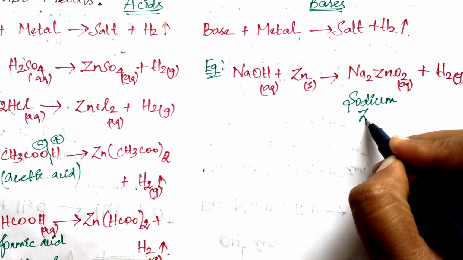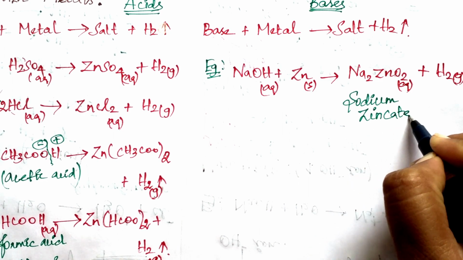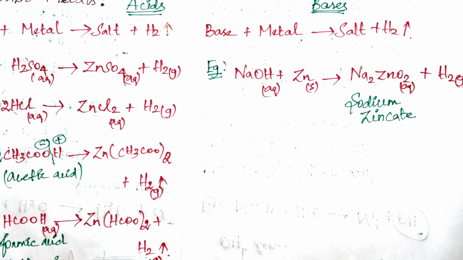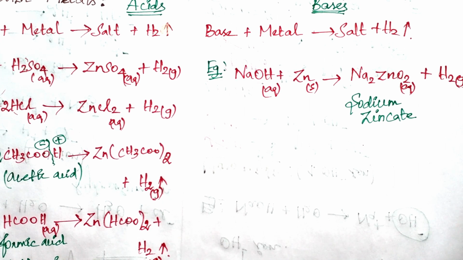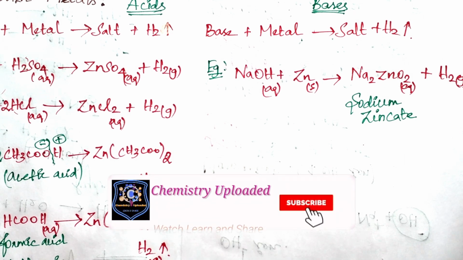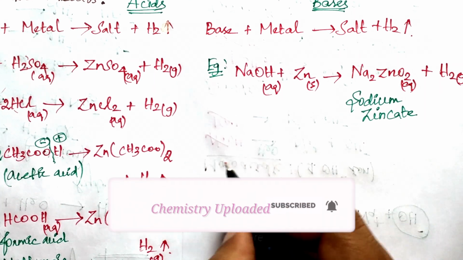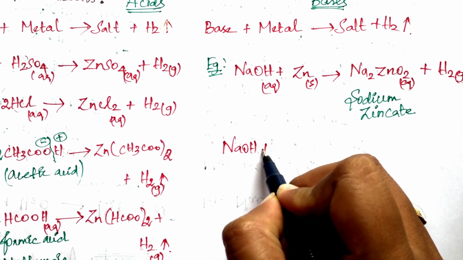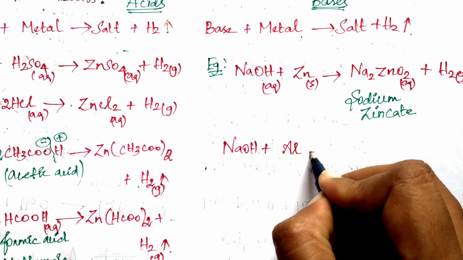Sodium is Na and the zincate formula is ZnO2. But here one thing, students: not all the bases react with metals. Only sodium hydroxide reacts with a few metals, not with all the metals. So especially zinc and aluminium only react with bases, not all the metals. So one more example. Now the same sodium hydroxide reacts with aluminium metal.